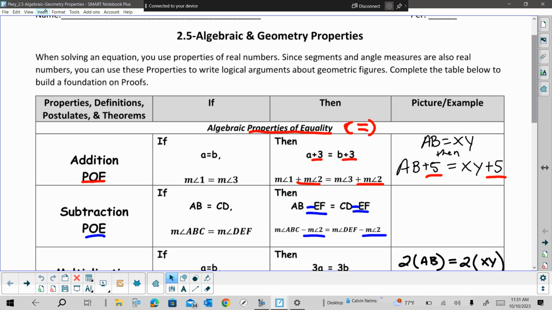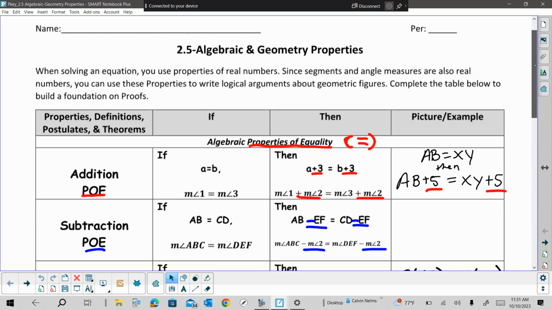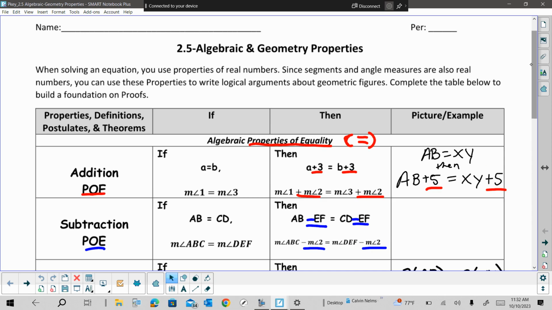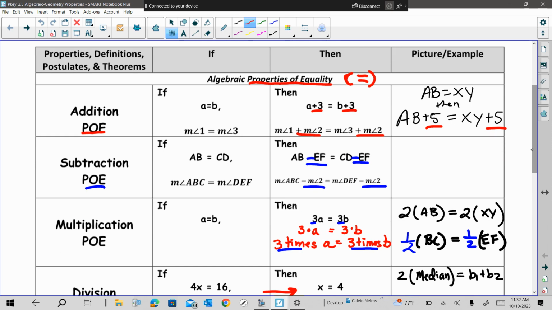I'm giving you the property as a conditional statement, if-then. So if it's the addition property of equality, what I'm trying to show you is that there should be some type of adding. Move it around. So if you look here, if A equals B, then A plus 3 and B plus 3 are equal, because what they're showing is they added the same amount to both sides of the equal sign.